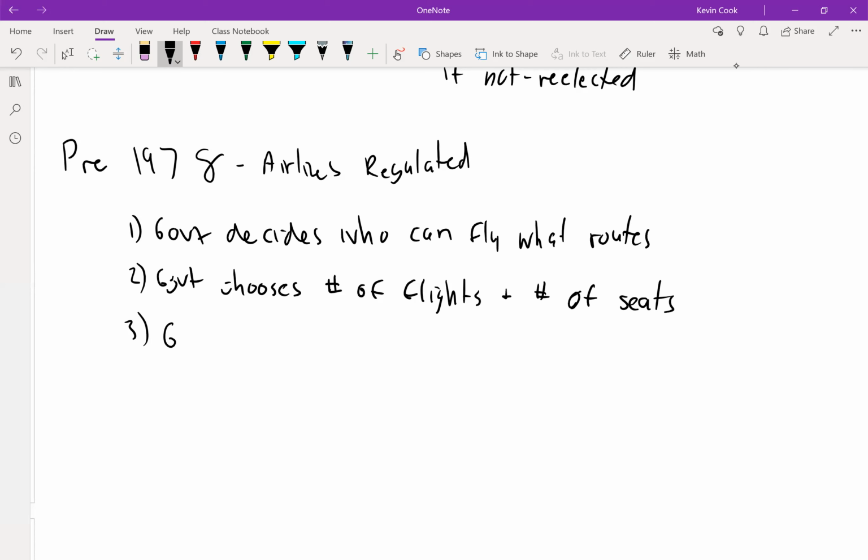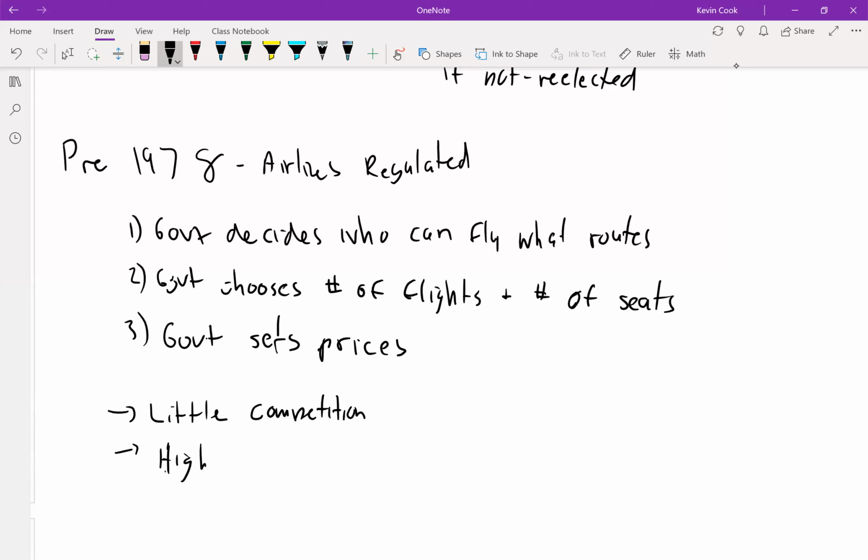And the third little bit that we have is that government sets the prices. And what this actually led to before 1978 was little competition. And actually, as surprising as this is, it led to higher prices and empty flights. And the reason those empty flights were there is because if I can't adjust my schedule based off of demand, I have potentially some inefficiencies.